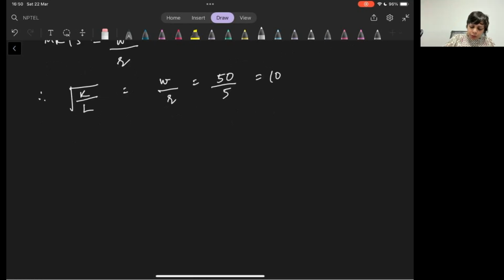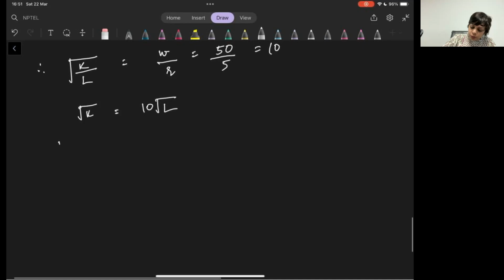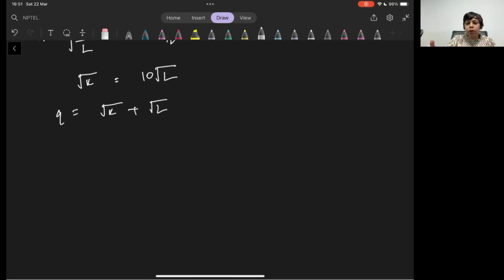So we can just say that root K is equal to 10 root L, right? This is just a condition or a relation we arrive at, and we use this to substitute it into the original expression of root K plus root L. Q is equal to root K plus root L. Instead of root K, we just substitute 10 root L. We don't need to compute K at all actually, because we are asked only root L anyway.